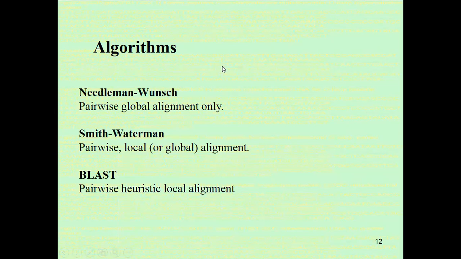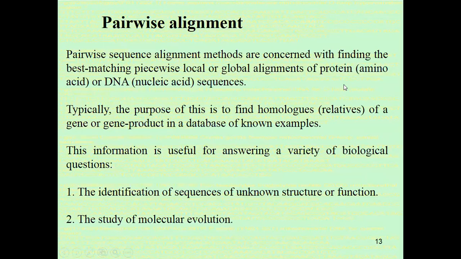For algorithms, Needleman-Wunsch, Smith-Waterman and BLAST, these 3 algorithms are studied and applied widely in bioinformatics. First, Needleman-Wunsch was developed by Needleman and Wunsch, and it gives a pairwise global alignment only. After that, pairwise local alignment was generated by the Smith-Waterman algorithm. After that, BLAST. All these algorithms have their own specificities and characteristics for specific alignments. Pairwise sequence alignment methods are concerned with finding the best matching pair for local or global alignment of proteins or DNA. Pairwise means one sequence with the other, and it may be a local or global alignment.